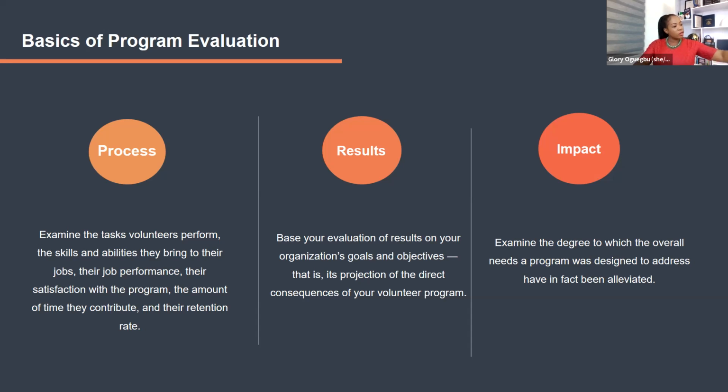And then the result aspect, you have to check the result of the event. You have to base your evaluation on the result. You have to base your evaluation of results on your organization's goals and objectives. You have to look at the entirety of the program that you have organized and think about how it is in alignment with your goals and objectives. Of course, you have also thought about that before, but you would then look at the program results, right?